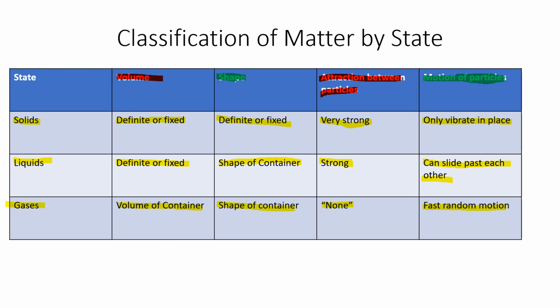So when you think about what's happening with your states of matter, solids, liquids, and gases, what's happening with the volume and the shape, those things that you can see, is directly impacted by those two things that you can't see, the attraction between the particles and the motion of the particles.